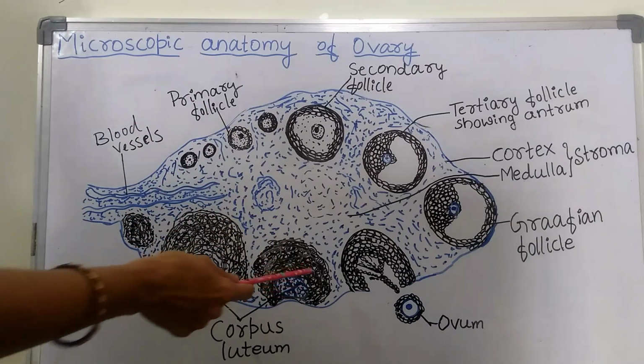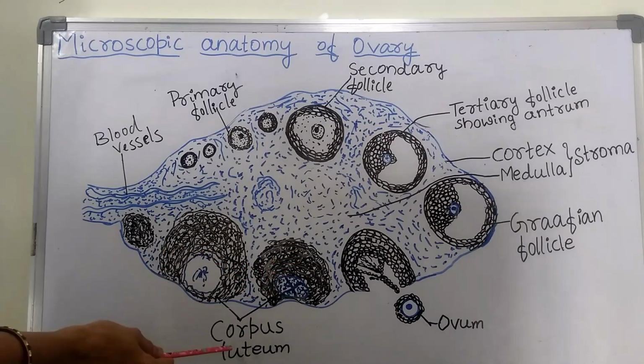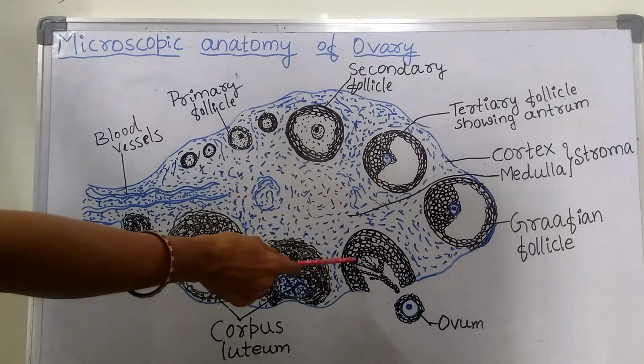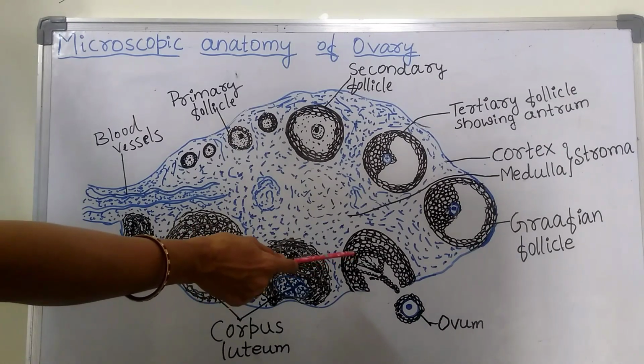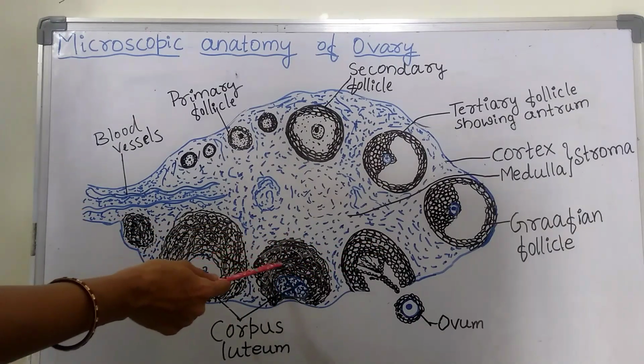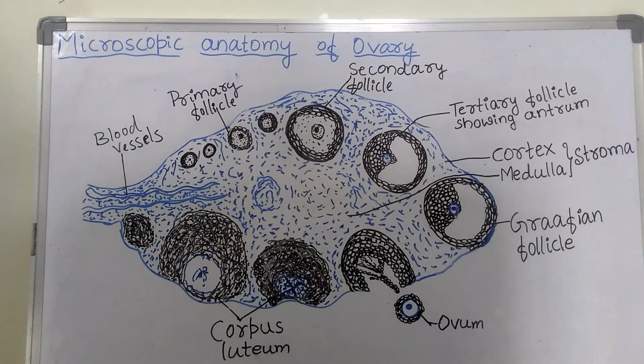After ovulation, the ruptured Graafian follicle turns into a structure called corpus luteum. This corpus luteum is very much essential for the maintenance of pregnancy. Corpus luteum secretes a pregnancy hormone called progesterone. That progesterone maintains the thickness of the endometrium.